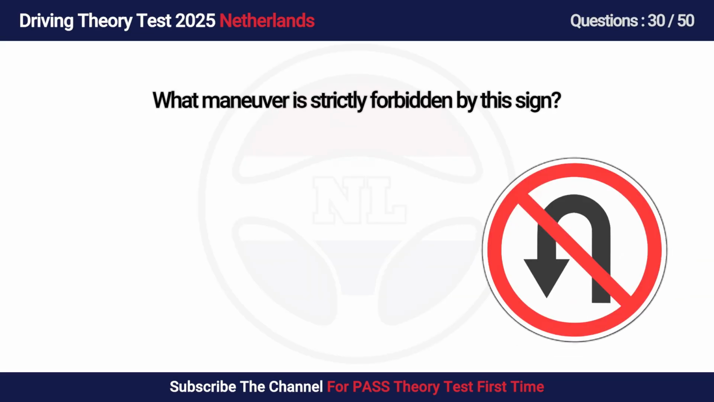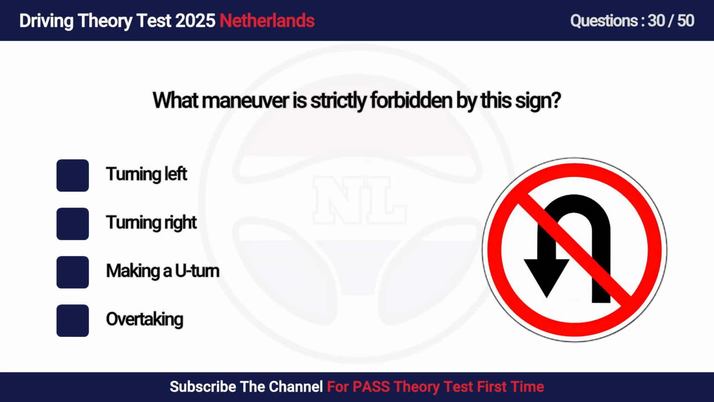Question 30. What maneuver is strictly forbidden by this sign? A. Turning left, B. Turning right, C. Making a U-turn, D. Overtaking.